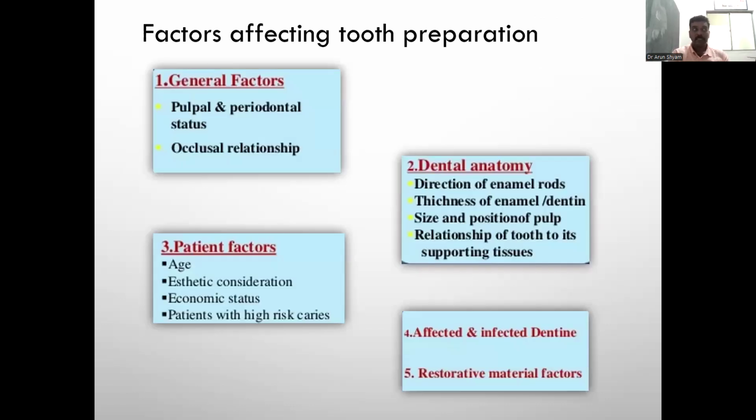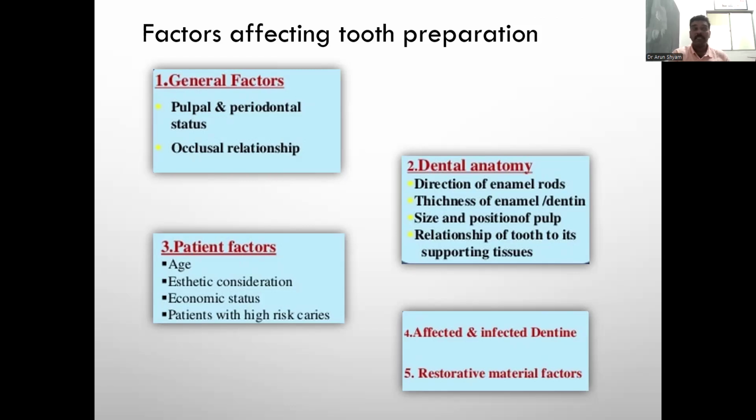Then, coming to the factors affecting tooth preparation, there are different factors that affect the tooth preparation. First, general factors such as the pulpal and periodontal status of the tooth and the occlusal relationship of the tooth. Second, the dental anatomy of the tooth, that is the direction of the enamel rods, the thickness of enamel or dentin, the position and size of the pulp or pulp chamber, the relationship of the tooth to its supporting tissues. All these are the factors affecting the tooth preparation.